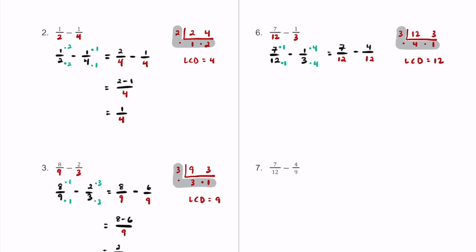Alright, so we do have common denominators now, so we can go ahead and subtract using the 12 as our common denominator. On top we have 7 minus 4, and something interesting is going to happen that we haven't done in the previous ones, but 7 minus 4 is going to be 3.